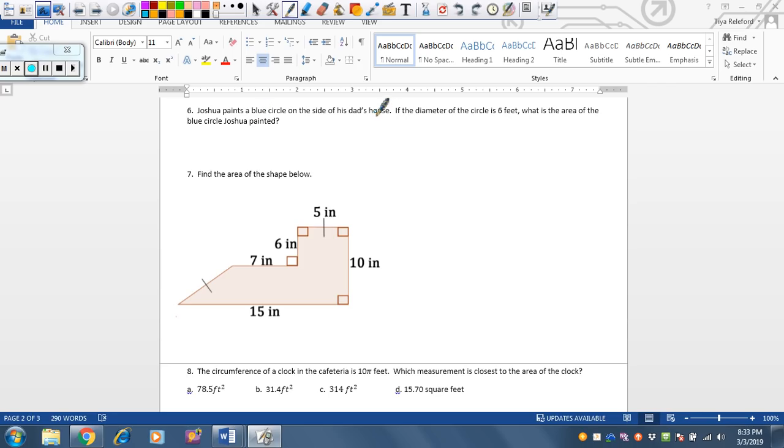Joshua paints a blue circle on the side of his dad's house. Circle's important. If the diameter of the circle is 6 feet, what is the area? You need to draw the picture. And then you need to use the formula. Diameter is 6 feet. What does the radius equal?